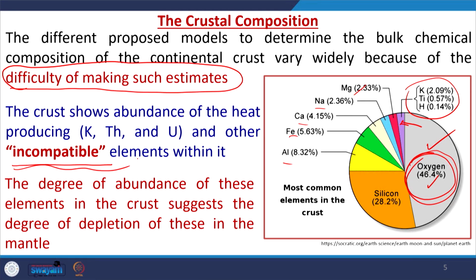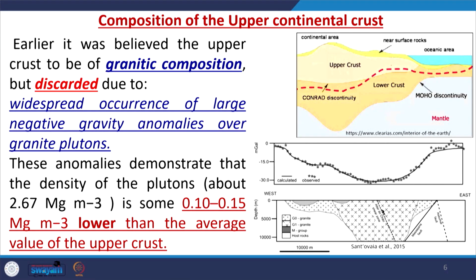So, these are called incompatible elements. This crust is composed of lighter elements like quartz, feldspar and some other elements, as well as heat producing elements like uranium, thorium, potassium-bearing minerals, which are radioactive. The degree of abundance of these elements in the crust suggests the degree of depletion in the mantle. That means the more abundant they are in the crust, the more they are depleted in the mantle.